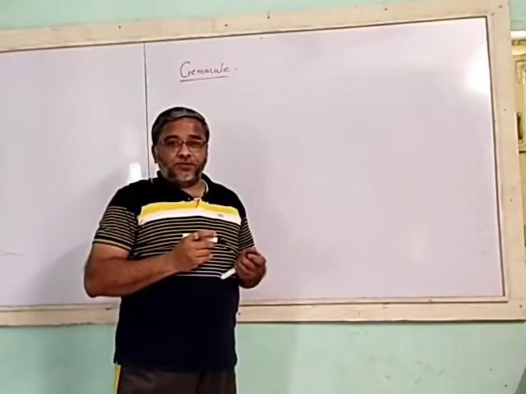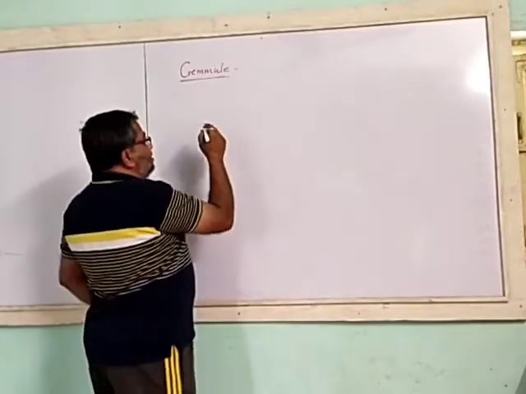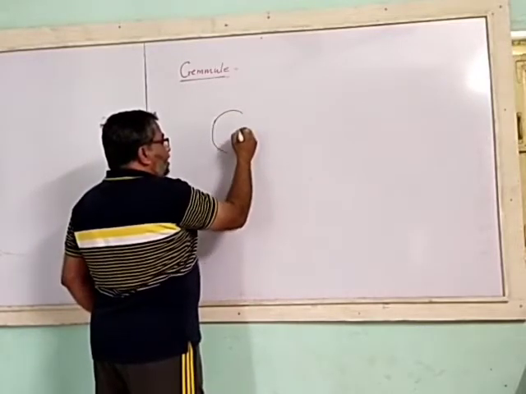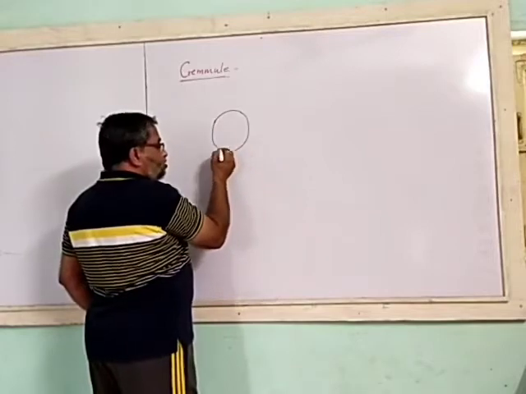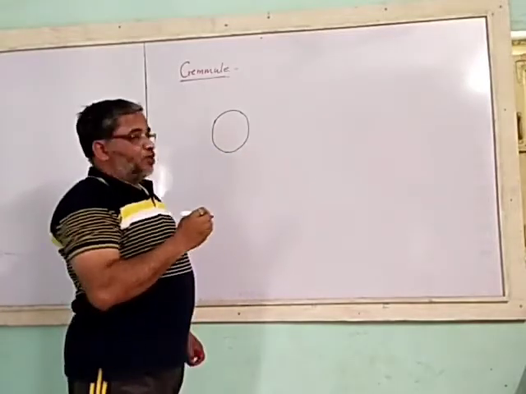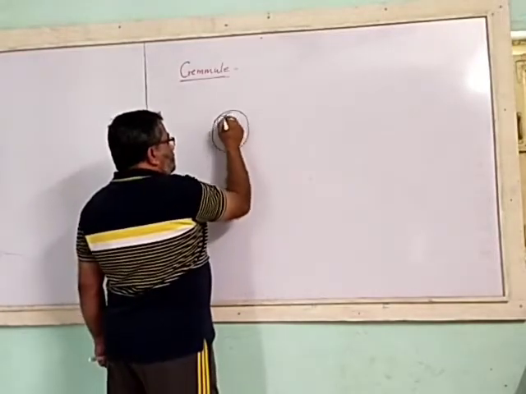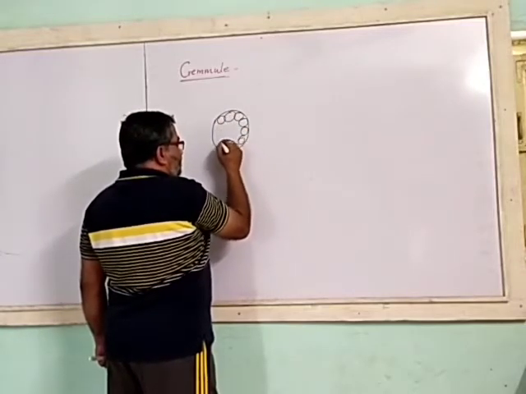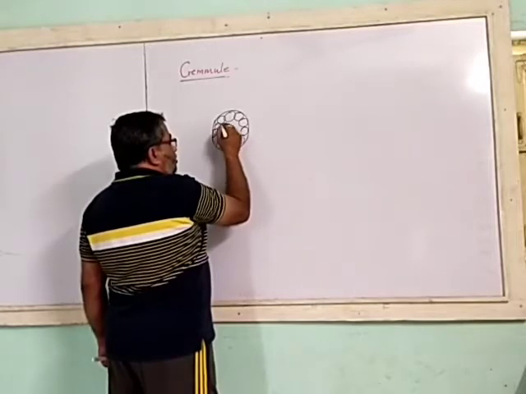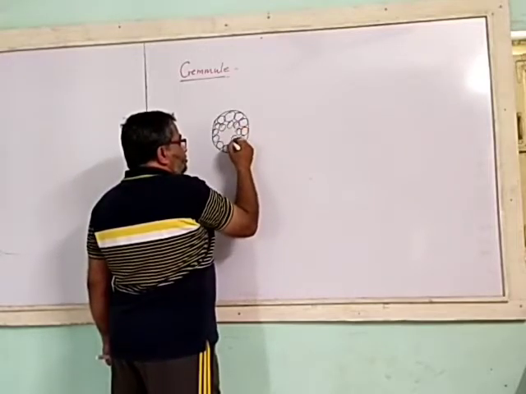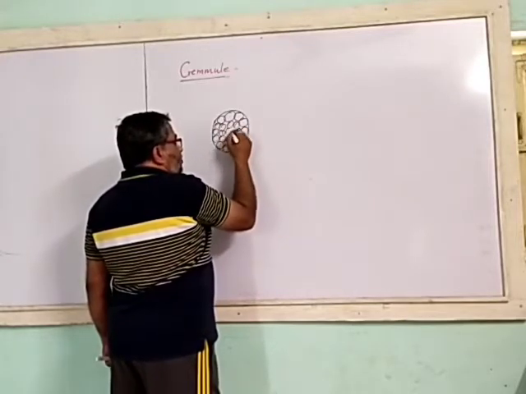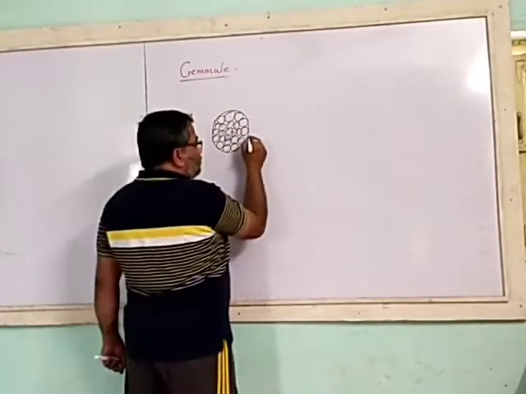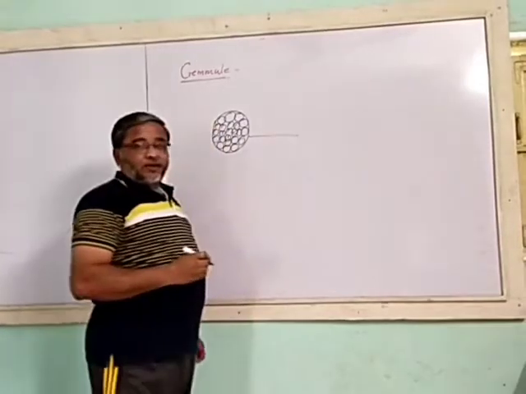Gemmule formation. Now, what is meant by gemmules? Gemmules are generally produced by the sponges. In the sponges, there are dormant cells. They aggregate together to form a compact group, and this compact group is covered by a membrane called the inner membrane.